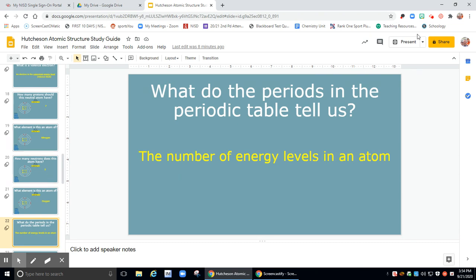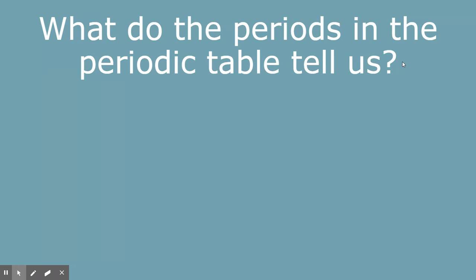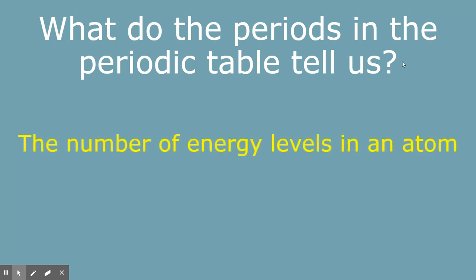Okay, so the periods. So we talked about how the groups tell us the number of valence electrons. The periods tell us the number of energy levels that are inside the atom. So all the elements in period number 1 have 1 energy level. All the elements in period number 2 have 2 energy levels. And the elements in period number 3 have 3 energy levels.